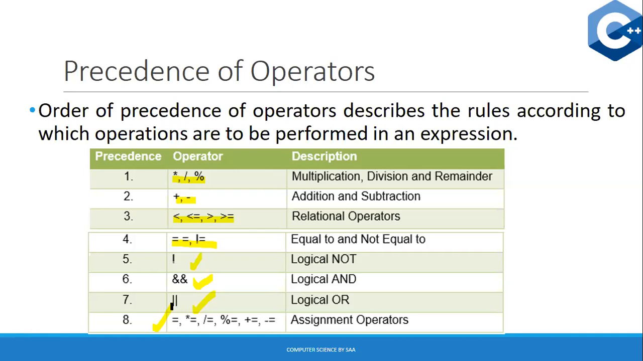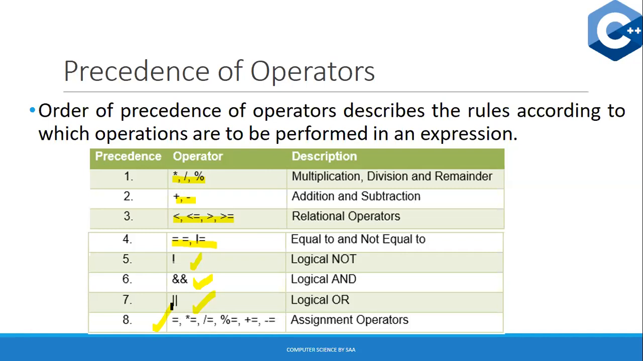The type of question that appears in the exam from this topic is that they usually give an expression with multiple operators and ask you to solve the expression and write down the answer. For example, 2 plus 2 multiplied by 2. Some students will give its answer as 6, some as 8, or maybe some as 4, just because they don't have proper knowledge about the precedence of operators.